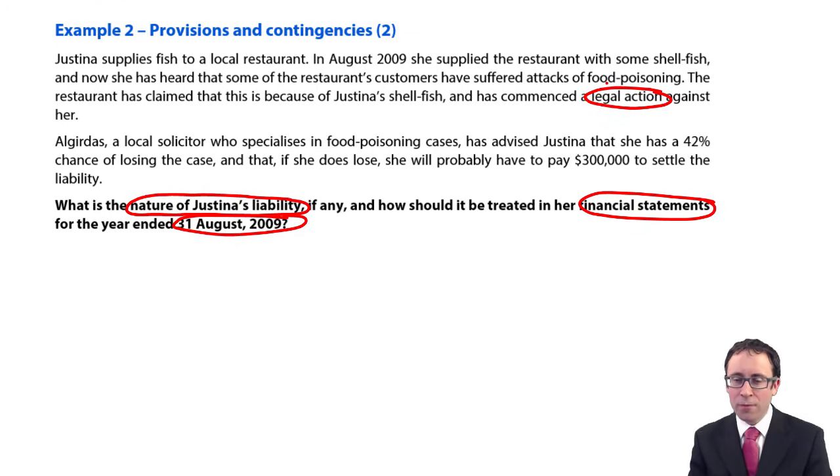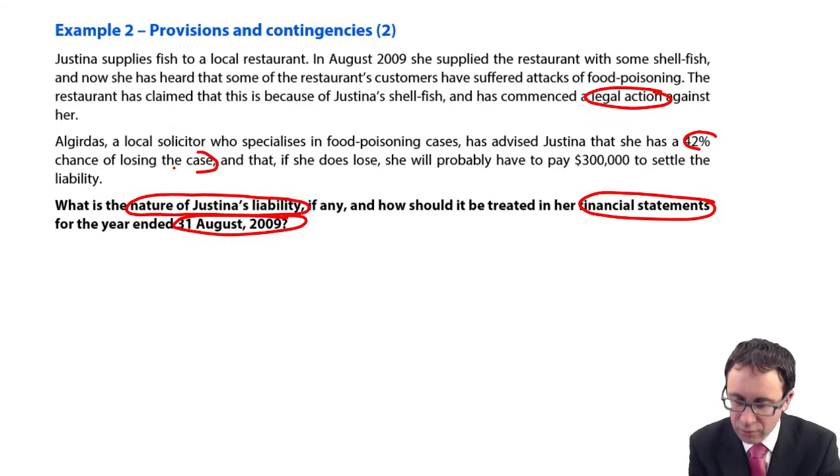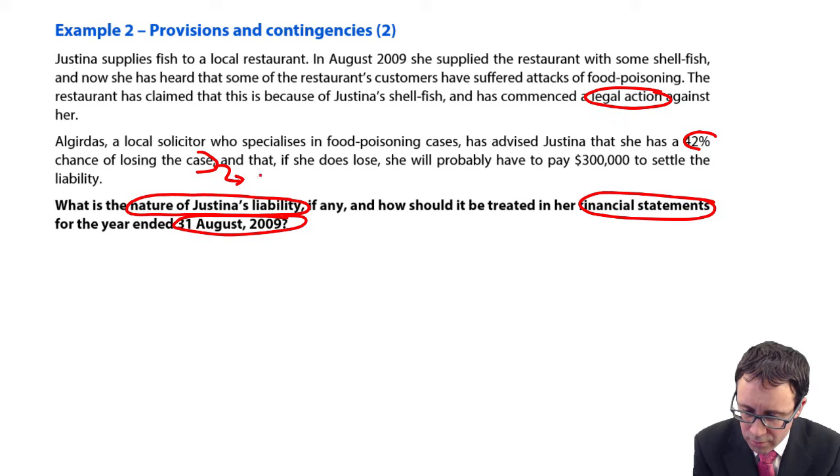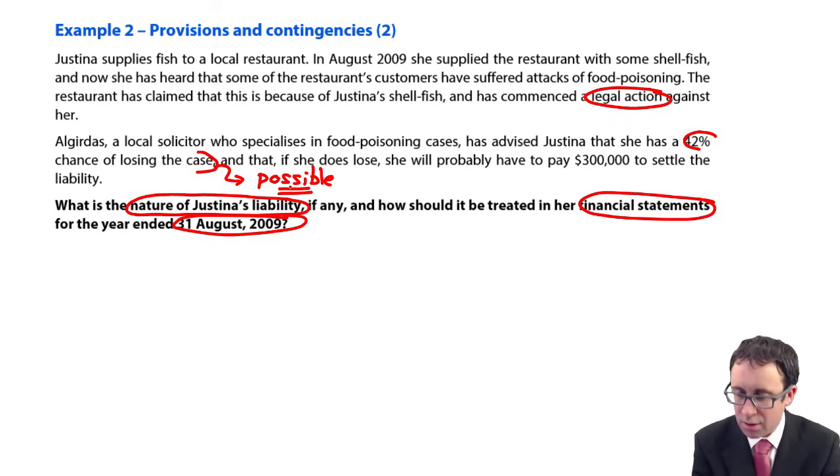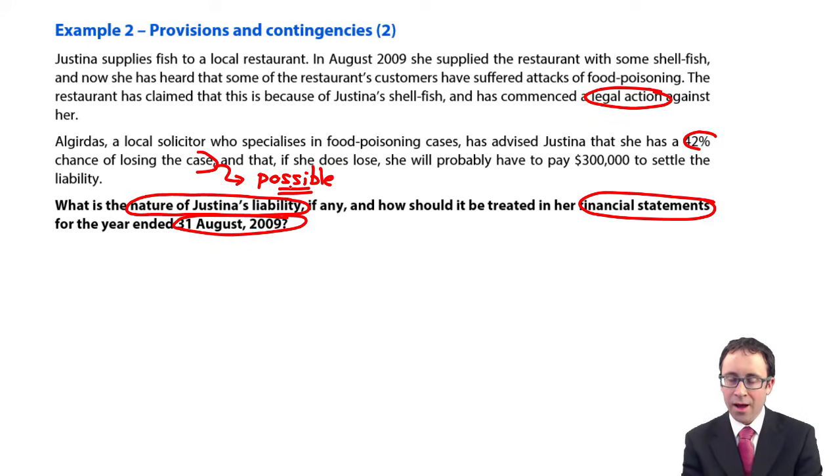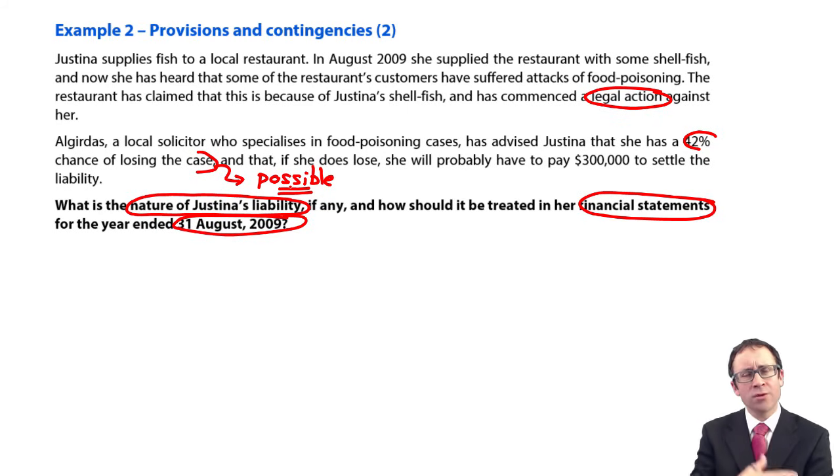Okay. This food poisoning specialist solicitor has advised Justina that she has a 42% chance of losing the case. Okay. So is that greater than 50%? No. So therefore, it is only possible. It is not probable. Okay. So it's possible we'll have to pay 300,000. So yes, we know the amount. Okay. There is a legal obligation, but we're not sure that it will be probable. It's more likely that it is only possible.